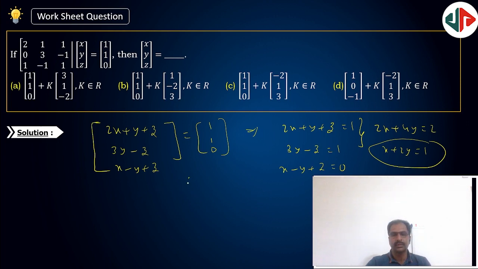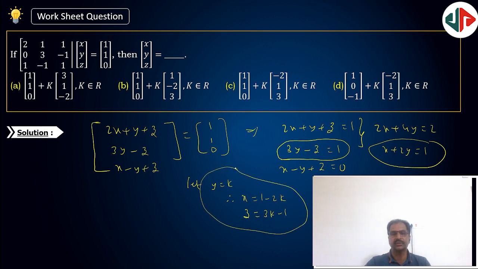Now, let us say y is equal to some k. If y is k, what is x? 1 minus 2k. What will be z? Z is nothing but 3y minus 1, that is 3k minus 1. So these are the values of x, y, z. The question is finding x, y, z only.